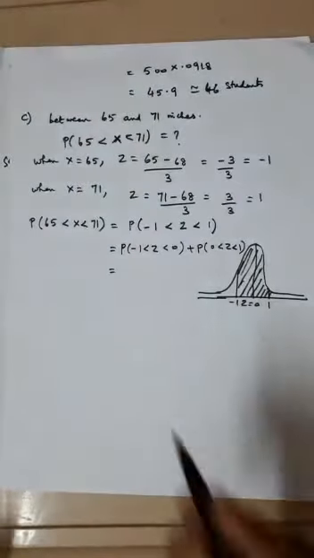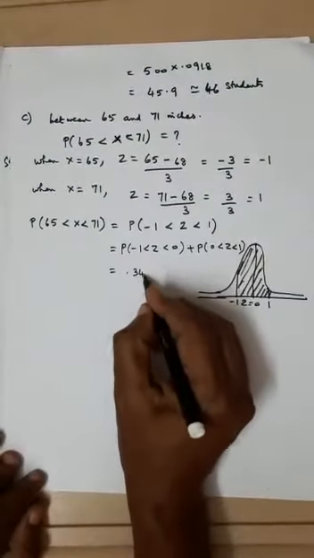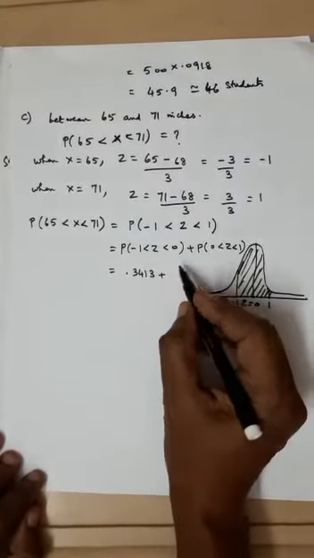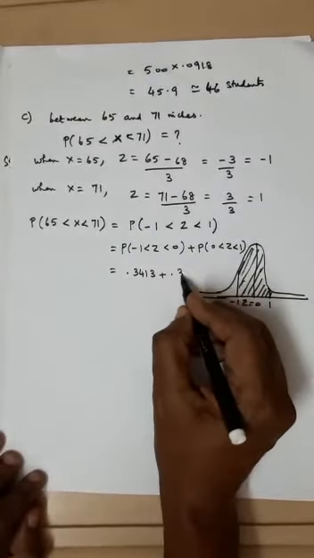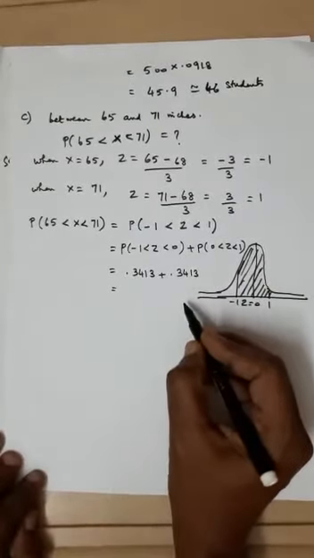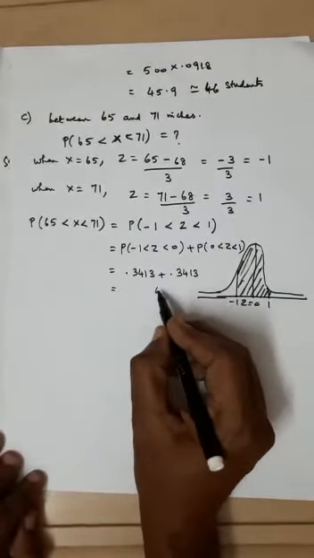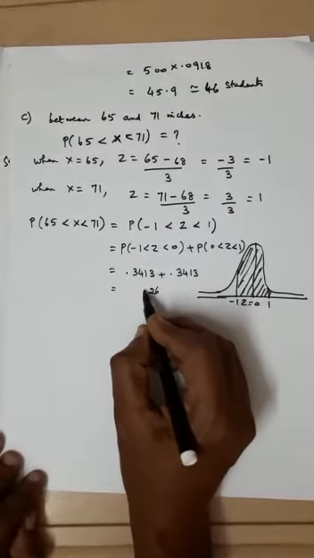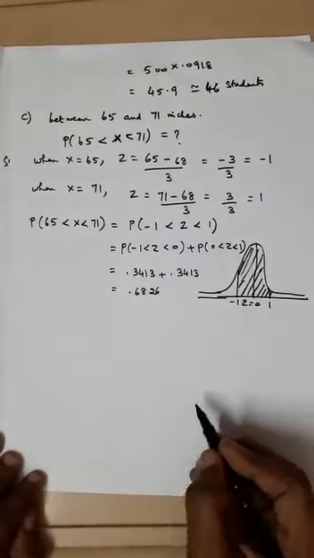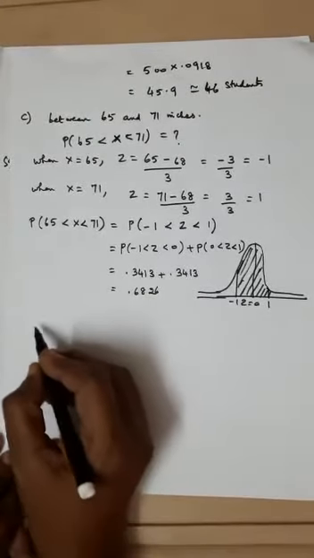So this is equal to 0.3413. For minus 1 to 0 also, it is the same as 0 to 1. And again from 0 to 1, 0.3413. So we have to add. So what will that be? 3 plus 3 is 6, 1 plus 1 is 2, 4 plus 4 is 8, 3 plus 3 is 6. So 0.6826. So this is for one student.